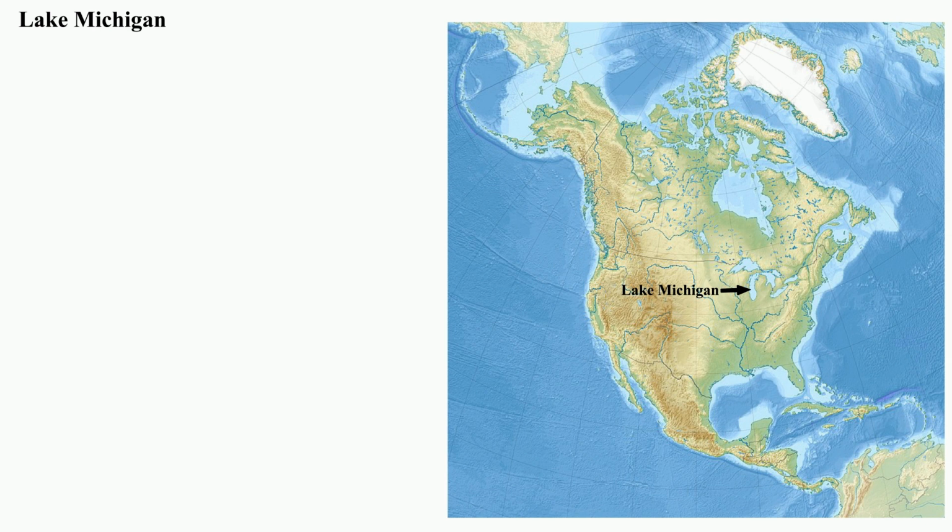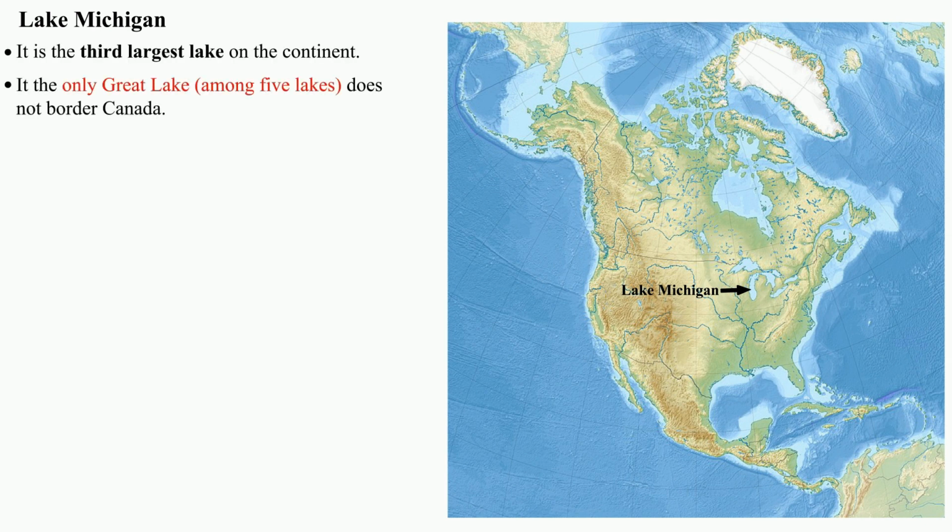Now, the next lake is Lake Michigan. Michigan is the third largest lake on the continent. It is the only great lake among the 5 lakes that does not border Canada. So it's a very important point that out of 5 great lakes, Michigan is the only lake which does not border Canada. So the rest of the 4 are bordering Canada.